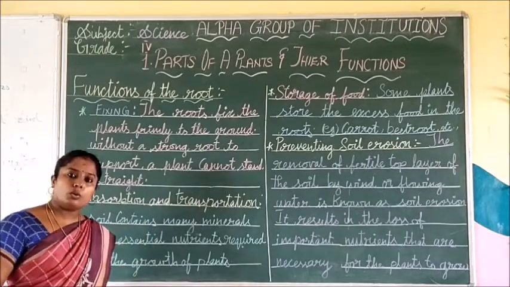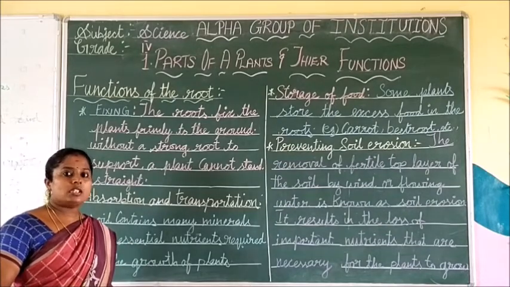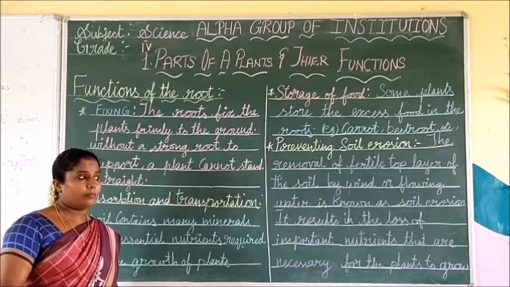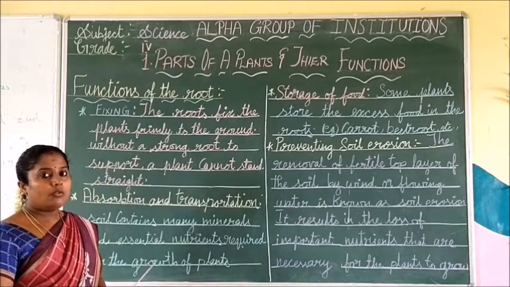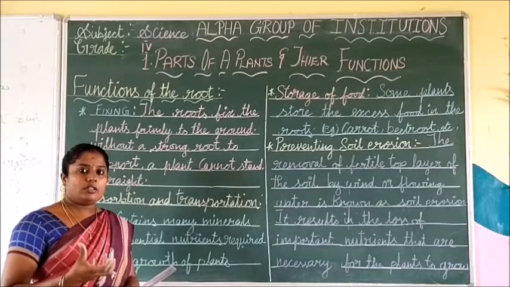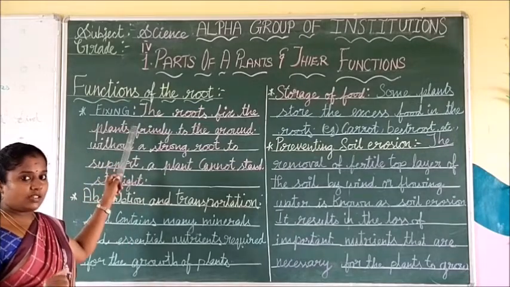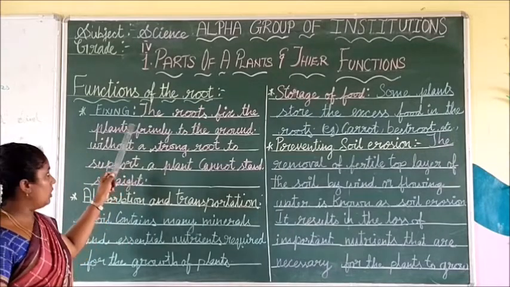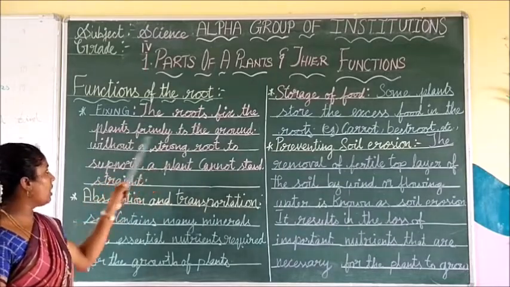So, if there is no root, how will the plant stand? It cannot stand straight. So the root is a very important thing for fixing a plant and to stand straight. Okay, so fixing is a very important function of the root. The roots fix the plants firmly to the ground.